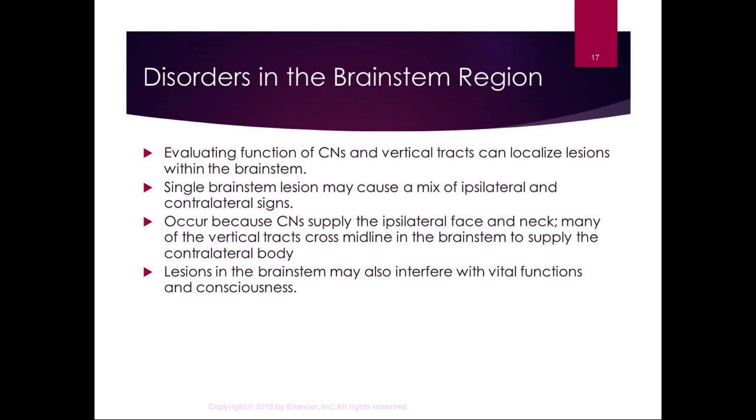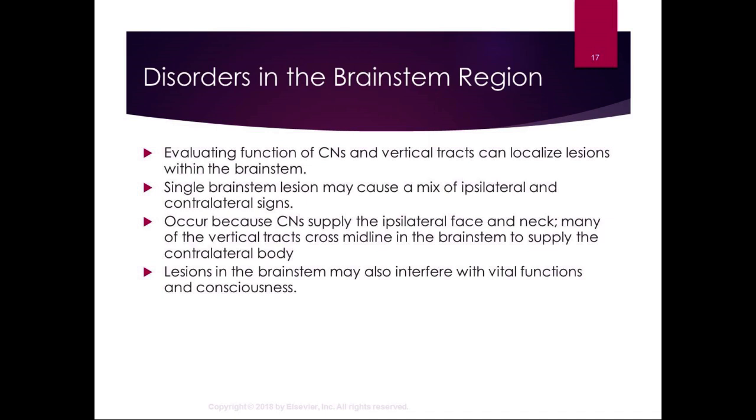A single brainstem lesion can cause a mix of ipsilateral and contralateral signs, because cranial nerves supply the ipsilateral face and neck, and a lot of the vertical tracts cross the midline in the brainstem to supply the contralateral body. So if you have a disorder in the brainstem, you can get ipsilateral symptoms in the face and contralateral symptoms in the body.